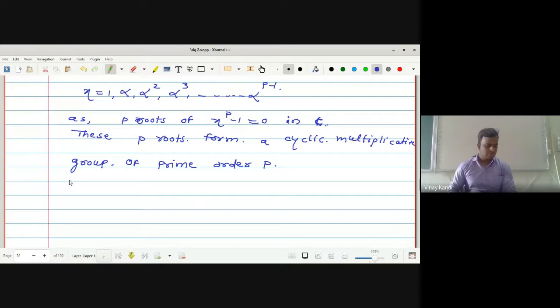So then 1, alpha, alpha square, up to so on, alpha raised to p minus 1 is a cyclic group. Okay, then look here.